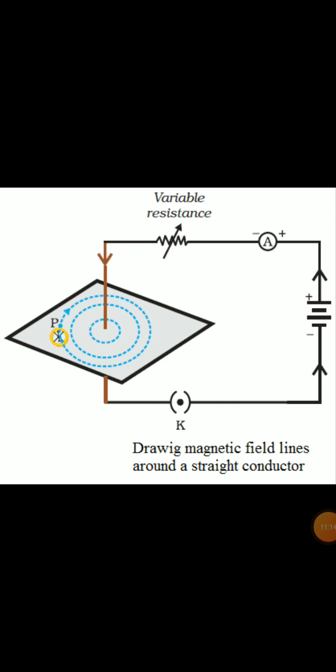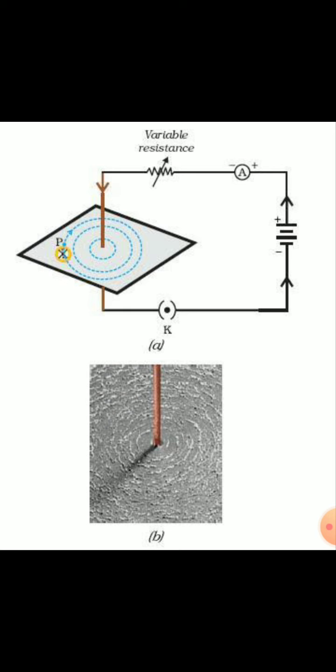Previously we have learned through an activity that iron filings align themselves in a pattern. So here also, what will we observe? We will observe that iron filings align themselves, showing a pattern of concentric circles around the copper wire. Here in figure B we can see what the pattern will be. It will be a concentric circles pattern.